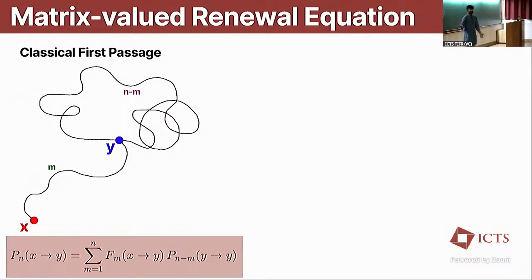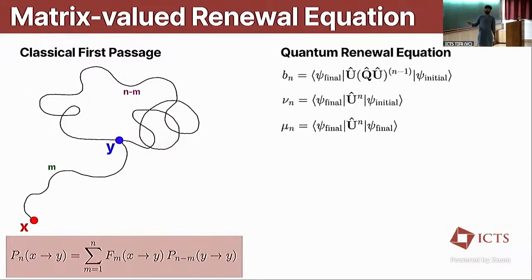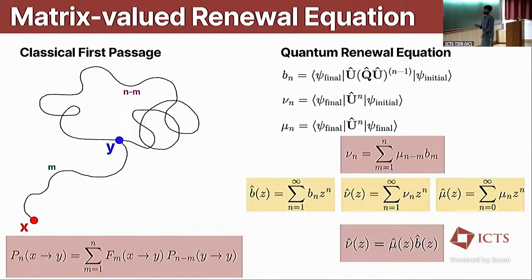If you talk about the quantum analog of this, we have to define some amplitudes instead of probability. So these are the corresponding amplitudes. Bn represents the first detection amplitude. Nu n is the free evolution, and mu n is the return amplitude. And the quantum analog will have this corresponding structure, which is pretty similar to what we have had in the classical case. And if we define the generating function, this will have a compact form. This is called the renewal equation in the quantum case, right?